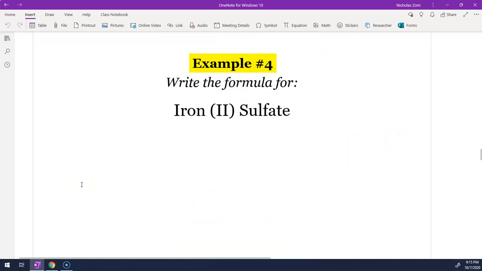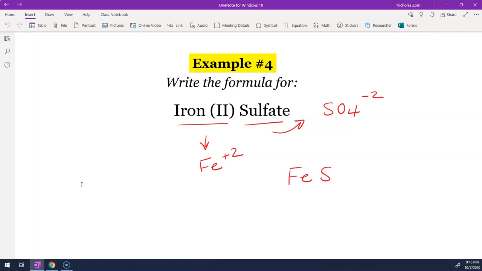All right, here's another one, iron 2 sulfate. So sulfate is SO4 with a -2 charge. Iron 2 will be Fe with a +2 charge. Fortunately, these are going to cancel out. We don't need multiples. So this will just be written as FeSO4.